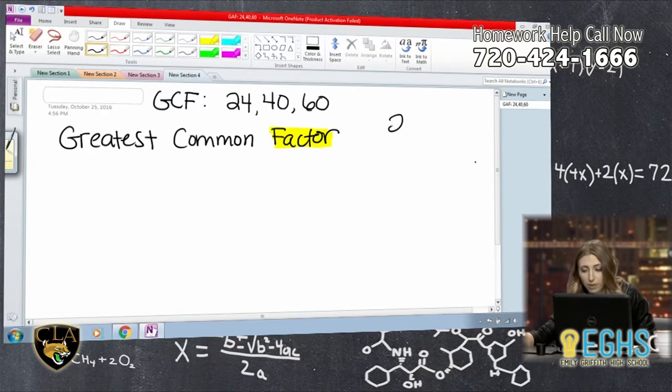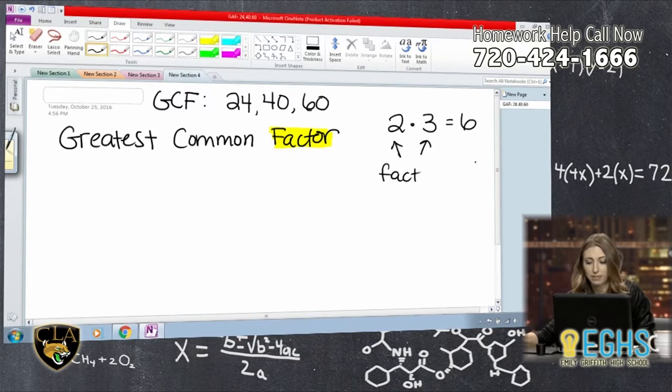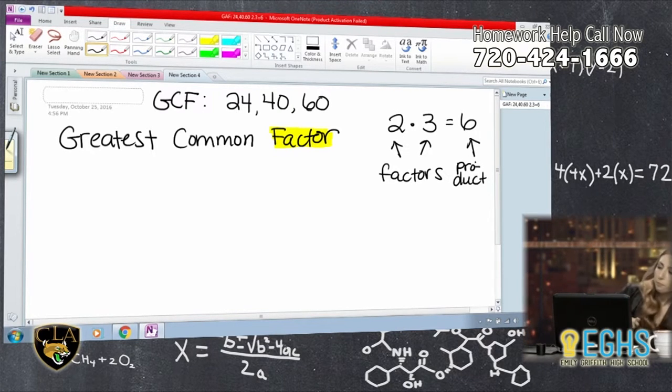So, for example, if I did 2 times 3 to get 6, my factors are the numbers that multiply together to give me that product of 6. So 6 is our product, the name of our answer when we multiply. So factors would be numbers that multiply together to give us these numbers. For example, factors of 24, maybe 1 times 24, 2 times 12, so on.